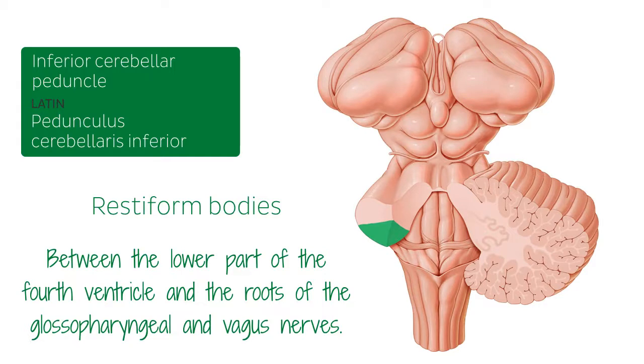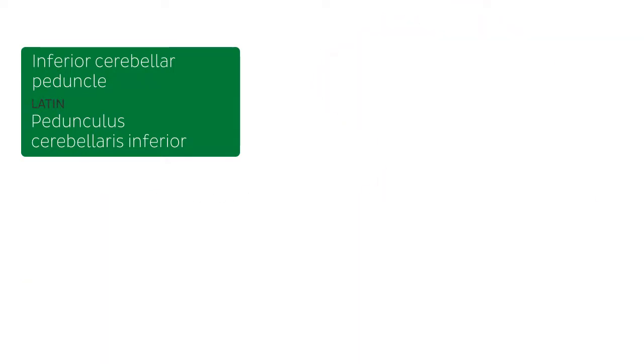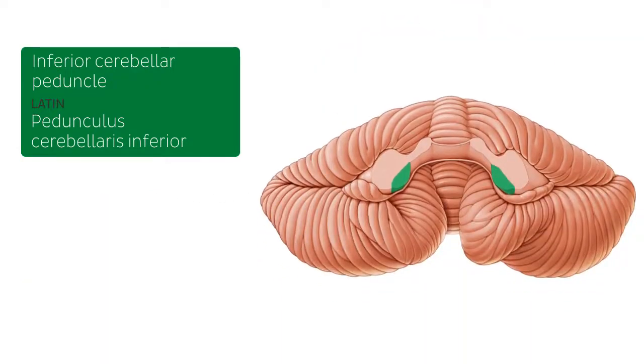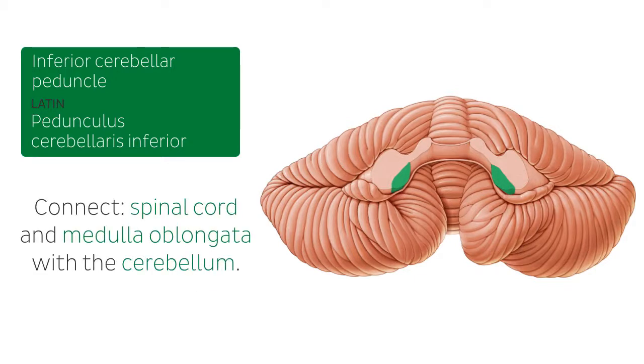glossopharyngeal and vagus nerves. Another important point I would like to add here is that the inferior cerebellar peduncle, now that you see here on this image, still highlighting the structure, is connected to the spinal cord and the medulla oblongata with the cerebellum. And as we saw previously, they contain mainly afferent fibers, so fibers that arrive at the cerebellum from other regions of the nervous system, among which the most important is the spinocerebellar tract.